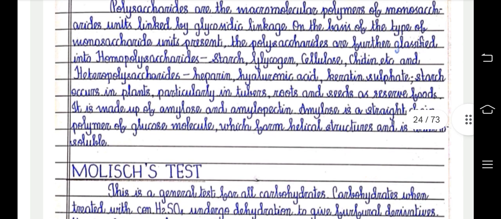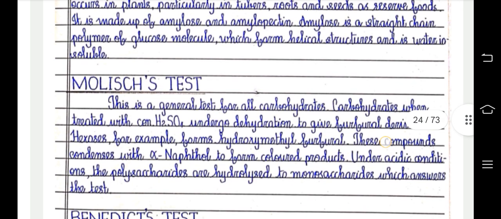Starch occurs in plants, particularly in tubers, roots and seeds, as reserve food. It is made up of amylose and amylopectin. Amylose is a straight chain polymer of glucose molecules which forms a helical structure and is water soluble.